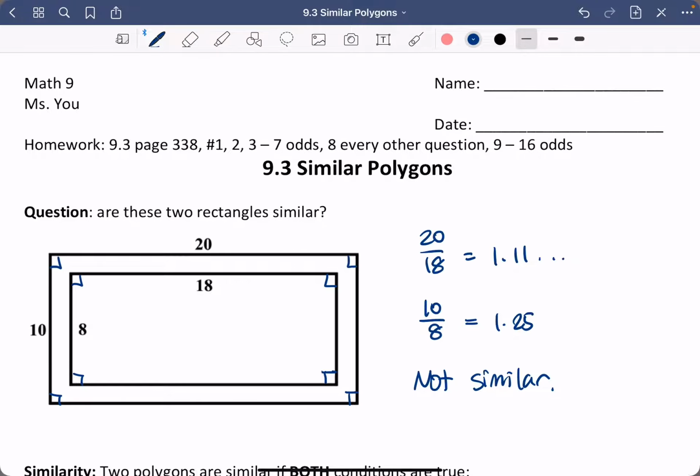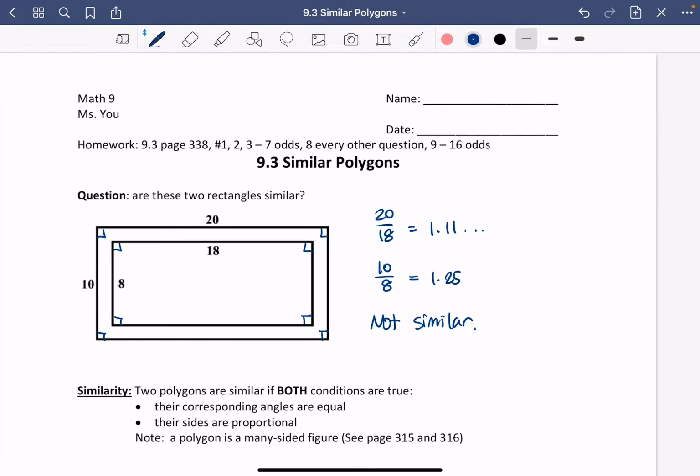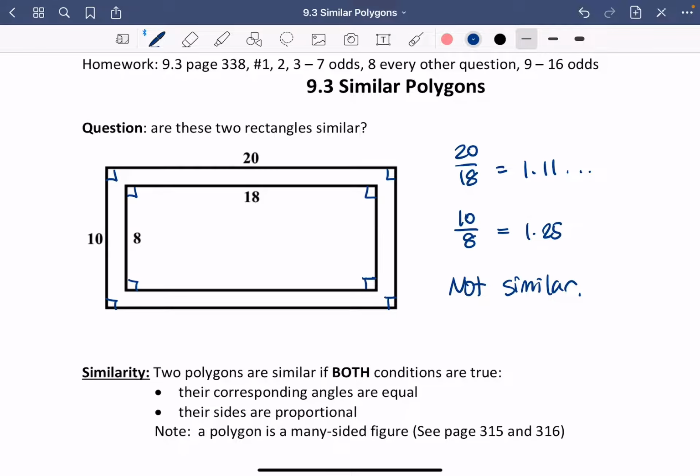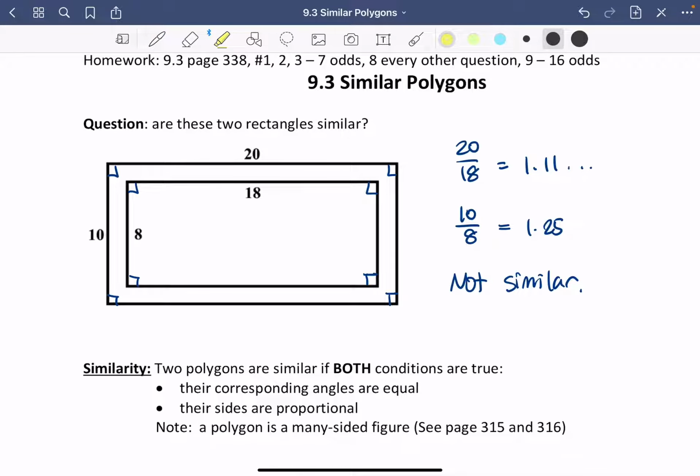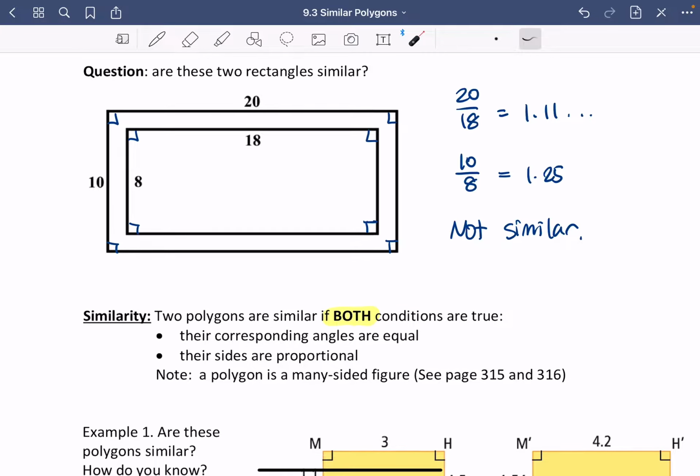So what can we conclude from this example here? Well, for two polygons to be similar, both of the conditions must be satisfied. Their corresponding angles must be equal and their corresponding sides must be proportional. Both must be satisfied for two polygons to be similar. And again, a polygon is a many-sided figure. You can see pages 315 and 316 to see different types of polygons.